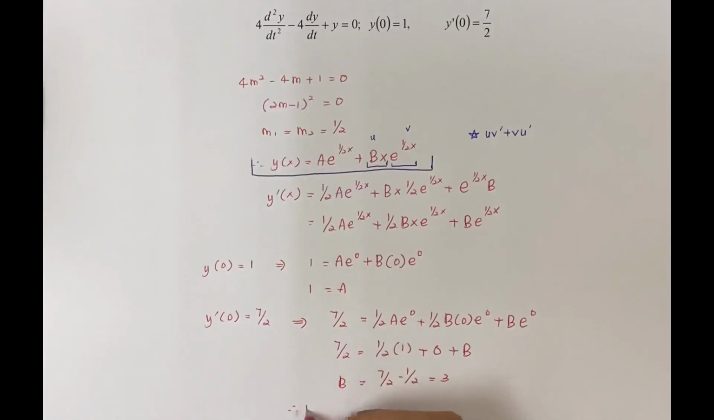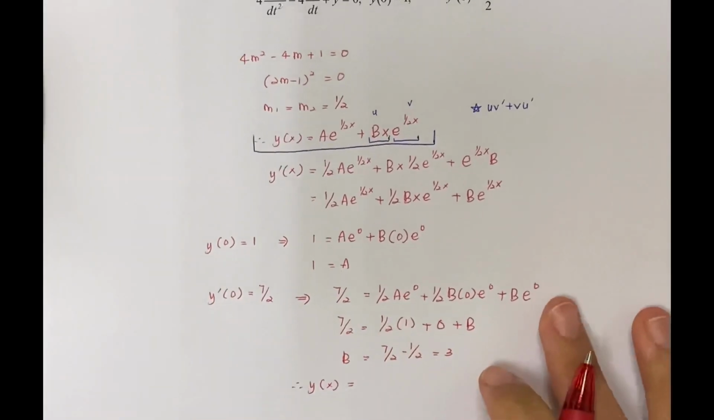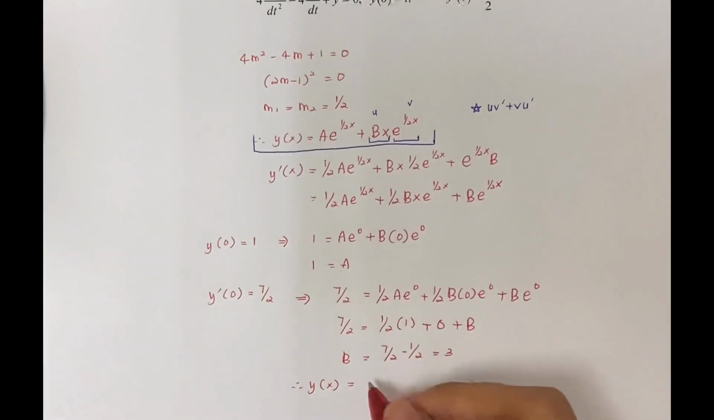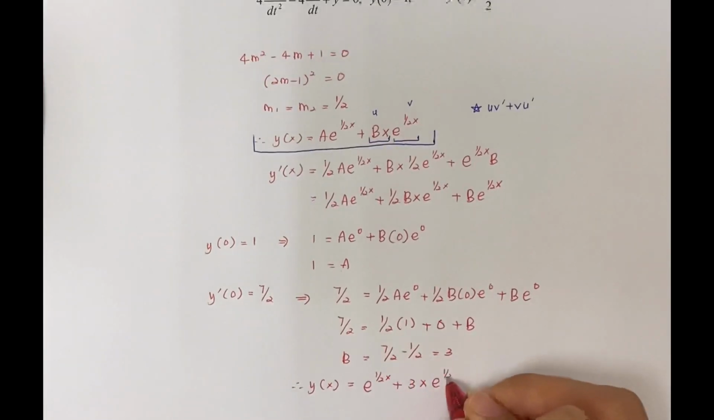So write your last answer. Always write your last answer. So y(x) is equal to 1 e^(half x) plus 3x e^(half x).